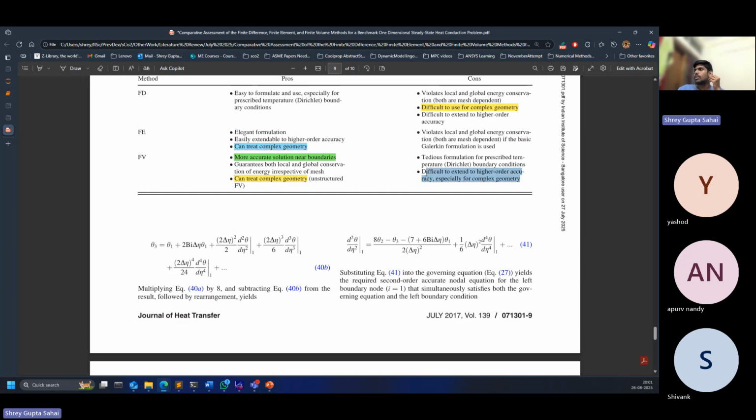Finite volume is also difficult to extend to higher order accuracy. For complex geometry, finite volume has certain issues in terms of accuracy. So finite volume is good in that sense, while global and local conservation, yes, that's true. So these are the essential advantages and disadvantages of the schemes. I'll make sure that we discuss that too next time.